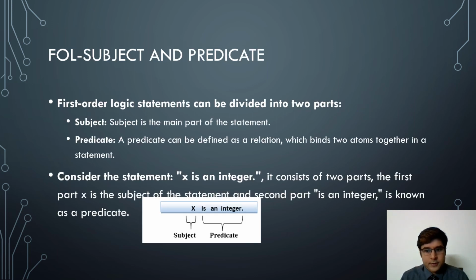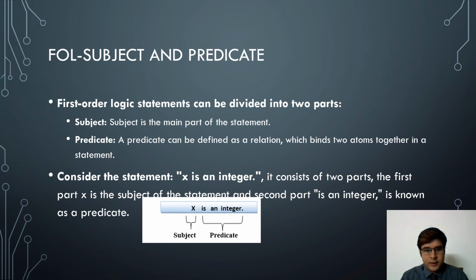First order logic: subject and predicate. First order logic statements can be divided into two parts. The first one is the subject, which is the main part of the statement, and the predicate, which can be defined as a relation which binds two atoms together in a statement. For example, we have seen the brother predicate, which binds two terms, Ajay and Vivek, together.